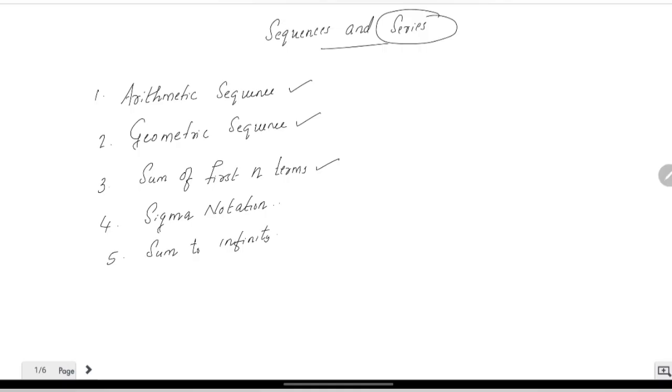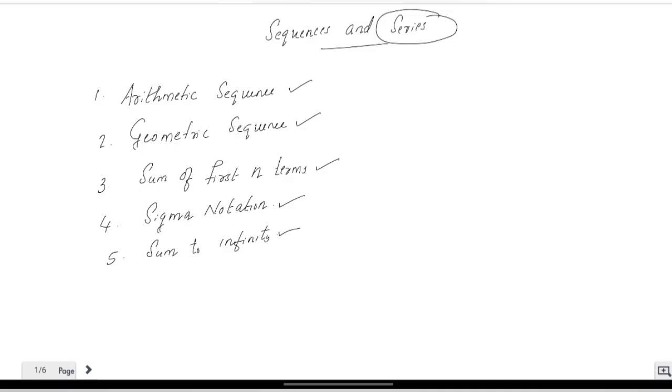Then sigma notation, that is also the sum of the first n terms, but we are writing it in short, using a notation called sigma notation. Then sum to infinity, which we mainly apply in geometric series. In this video we are mainly focusing on arithmetic sequence, which you already know, but we are using a different formula.